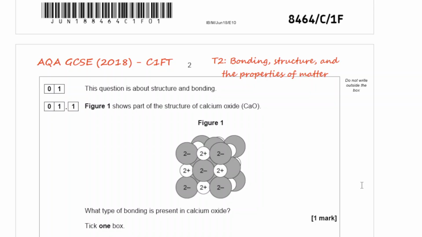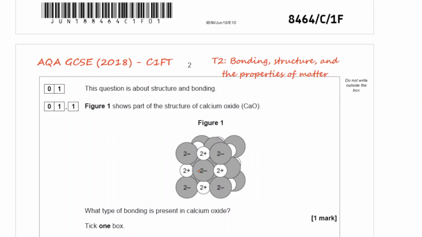Question 1 is on the topic of bonding, structure and the properties of matter. Now in chemistry, it's slightly different to the way they structure the questions because it's a mixture. In biology and physics, usually each question is related to a specific topic. But in chemistry, it's always a mix. They mix different topics from paper 1. There's 5 main topics.